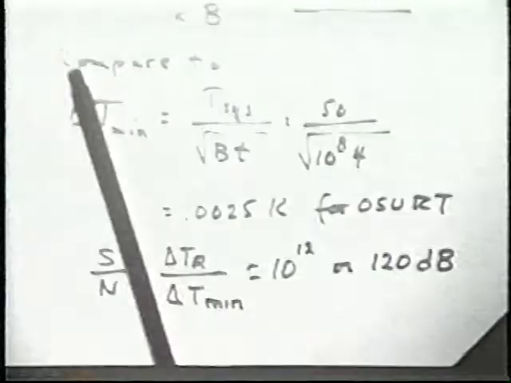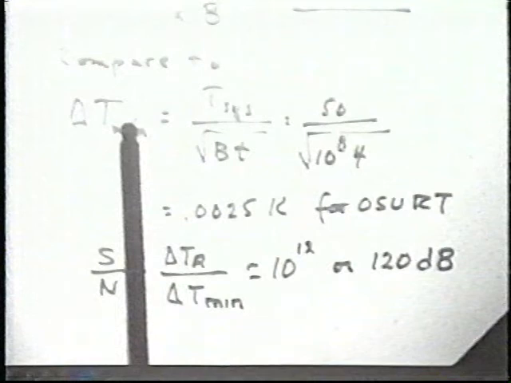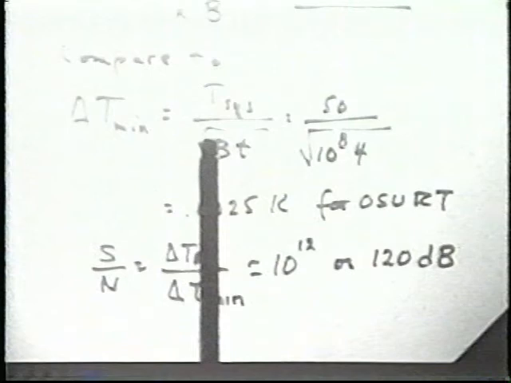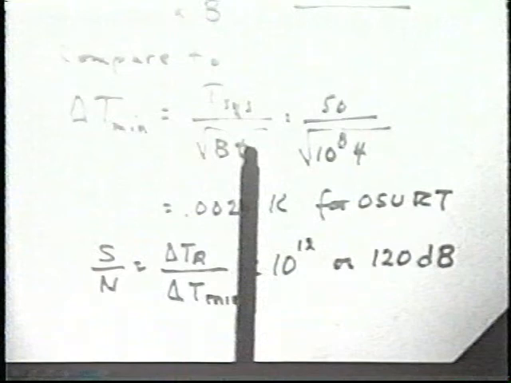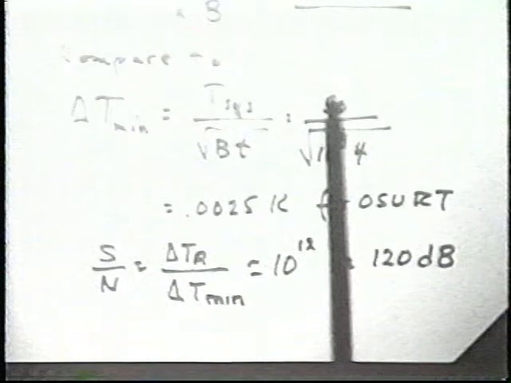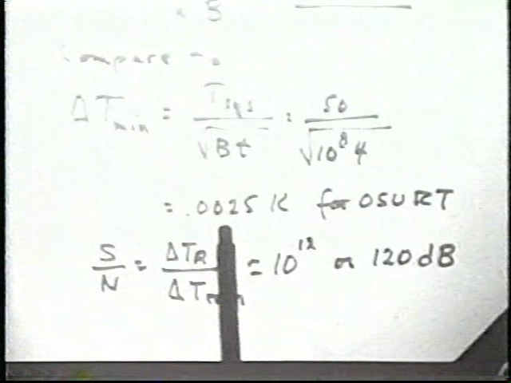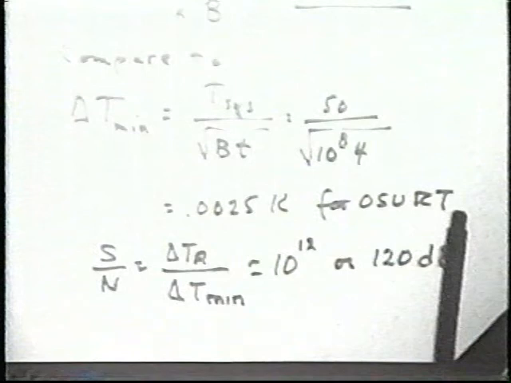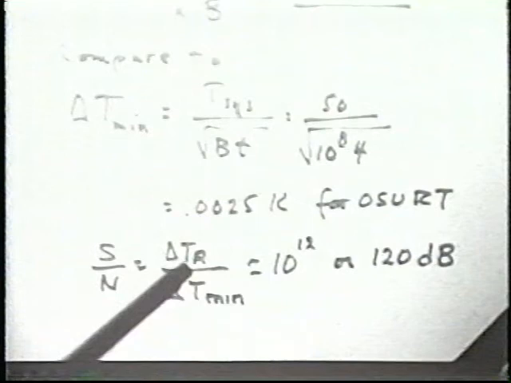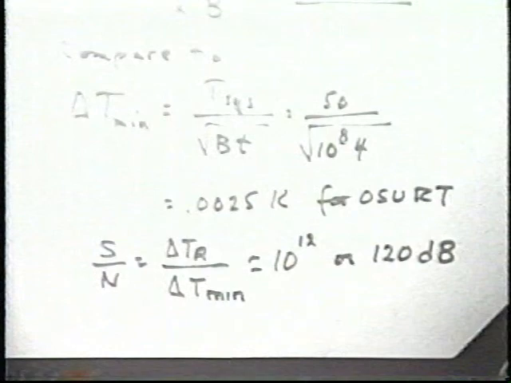Now, the minimum detectable temperature of a receiving system is equal to what's called the system temperature, divided by a statistical quantity involving the bandwidth and the integration time. For the OSU radio telescope, we have a system temperature of about 50 Kelvin, bandwidth of 100 megahertz, and time constant of about 4 seconds, so that our minimum detectable temperature is a few thousandths of a Kelvin degree. The signal to noise for this signal received with our telescope would be the ratio of this T_A over this minimum, and it comes out to be 10 to the 12th, 1 trillion signal to noise ratio, or 120 dB.